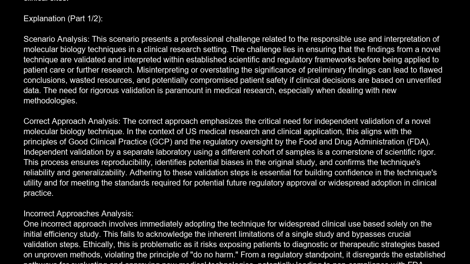Correct approach analysis. The correct approach emphasizes the critical need for independent validation of a novel molecular biology technique. In the context of U.S. medical research and clinical application, this aligns with the principles of good clinical practice, GCP, and the regulatory oversight by the Food and Drug Administration, FDA. Independent validation by a separate laboratory using a different cohort of samples is a cornerstone of scientific rigor. This process ensures reproducibility, identifies potential biases in the original study, and confirms the technique's reliability and generalizability.